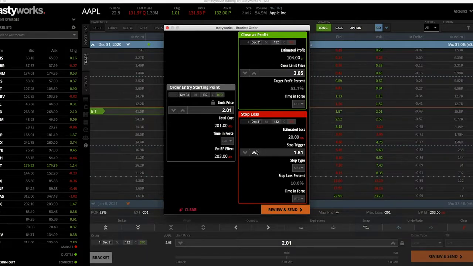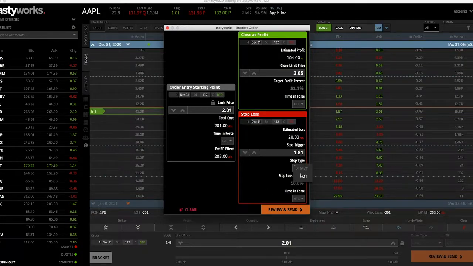So you can mess around with it. 10% is what I'd advise. You can go up to 15% if you do want a bit more room for a trade. But I'd always advise for anyone beginning trading, keep it at 10%, keep it tight, and keep your losses low.